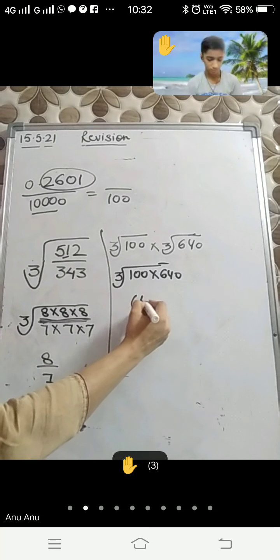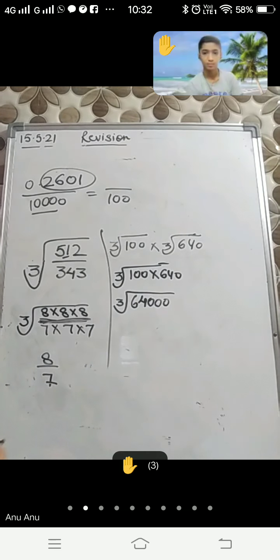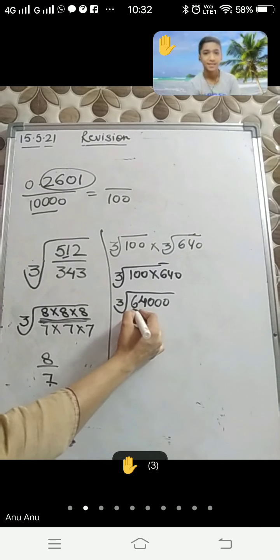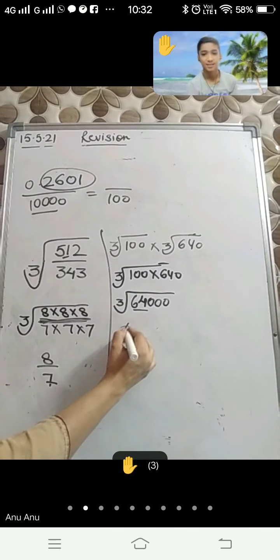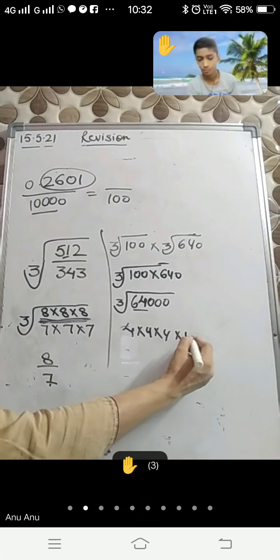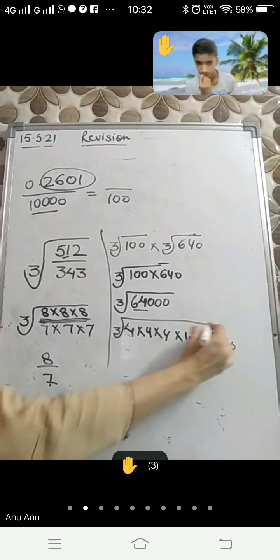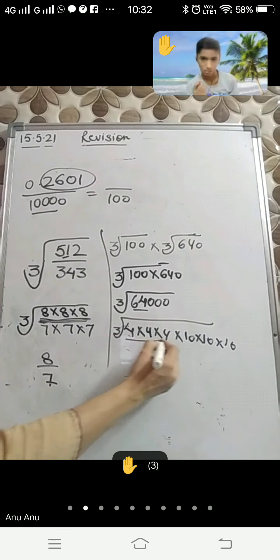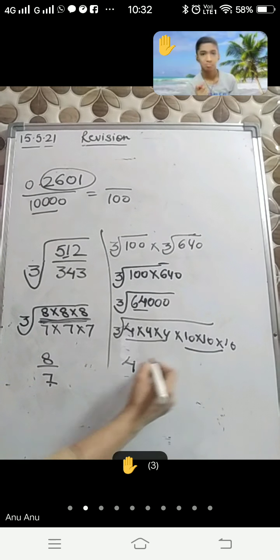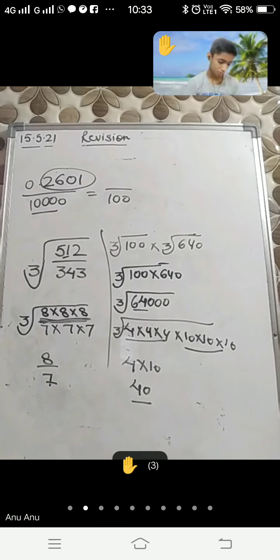It will become 64,000, and the cube root of 64,000 is: 64 is 4 into 4 into 4, and 1000 is 10 into 10 into 10. Is it okay? So out of this group you will have 1 4, out of this group you will have 1 10. Answer is 40. Okay?